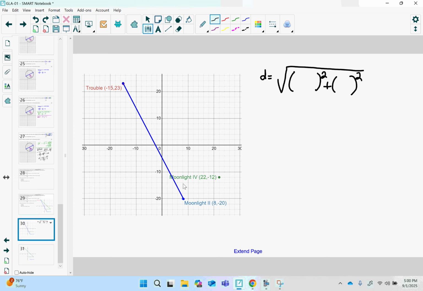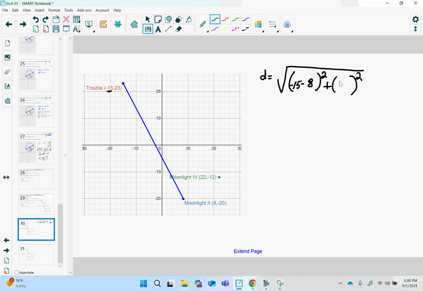But to get the distance of the horizontal leg, I would have to subtract 2 x values. So what I'm going to do is take the x value from the boat in trouble, which is -15, and I'm going to find out how far it is from the x value of Moonlight 2, which has an x-coordinate of 8. So to find the distance between two coordinates, we're going to subtract them. Okay, so I'm just filling it in there.